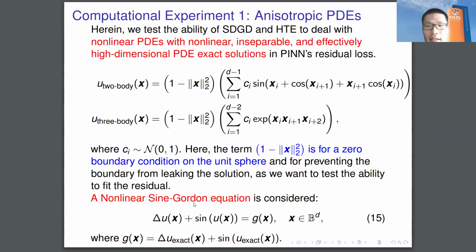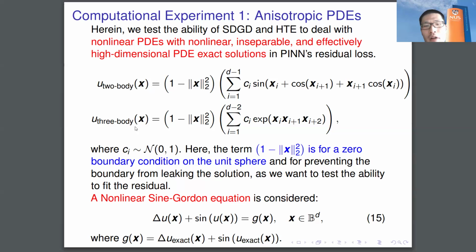Comparing HTE, SDGD, and also vanilla PINN. I would like to design some exact solutions which have differences in different dimensions. You can see that I designed a two-body interaction solution and a three-body interaction solution. This is to ensure that our exact solution is effectively high dimensional, so it cannot be decomposed into low-dimensional parts. Otherwise, it is not interesting. Also, we have coefficient c_i. c_i is sampled randomly from the Gaussian, so there is a difference between different dimensions.